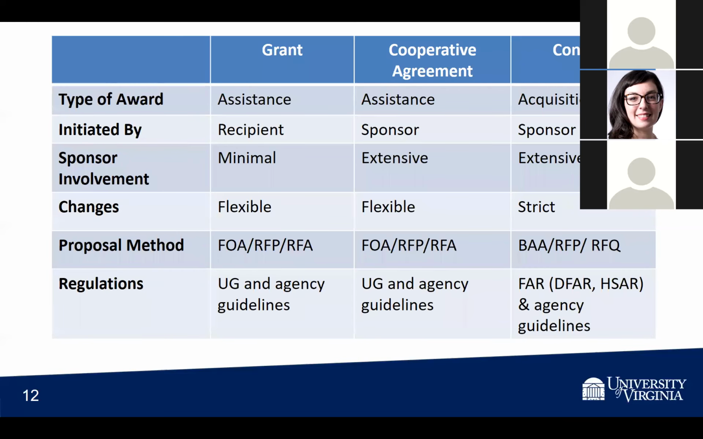So here is sort of the same information presented in a table format. Hopefully this is a helpful studying tool. I'm not going to spend a lot of time talking about this because we just talked through all this, but it lists the three main mechanisms: the grant, the cooperative agreement, and the contract. I think the really important ones are the type of award, assistance versus acquisition, and the regulation on the bottom row, the UG versus the FAR. Those are exactly in parallel with the assistance versus acquisition.